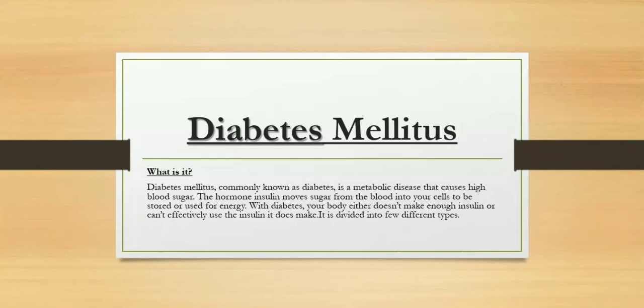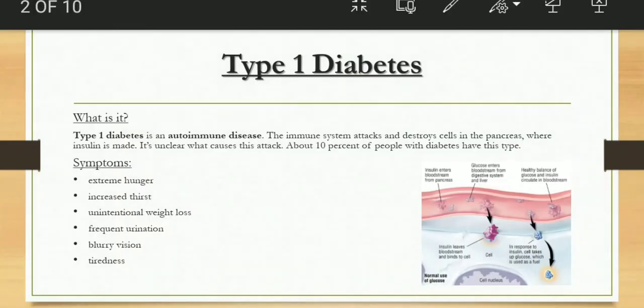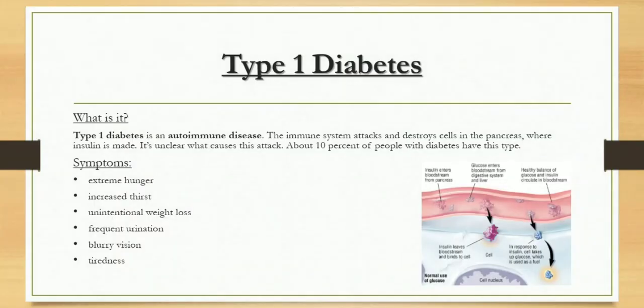And diabetes mellitus is divided into a few different types. First, type 1 diabetes. What is type 1 diabetes? Type 1 diabetes is an autoimmune disease, which means the immune system attacks and destroys cells in the pancreas, where insulin is made. It is unclear what causes this attack, and about 10% of people with diabetes have this type.